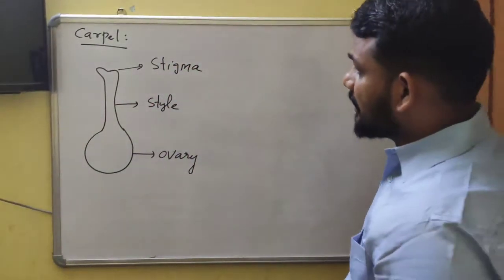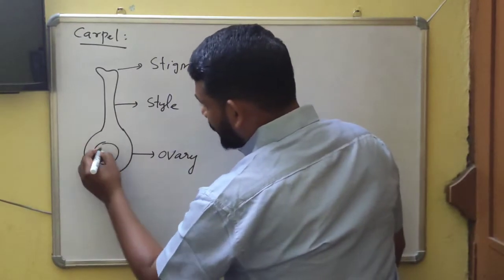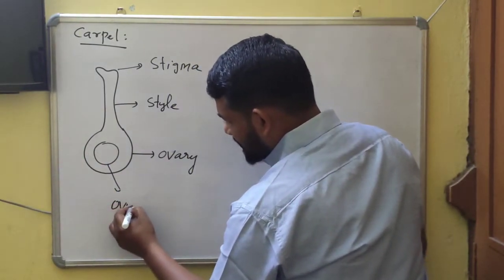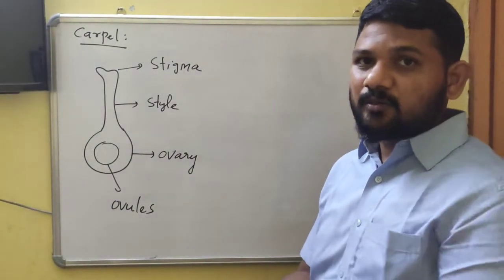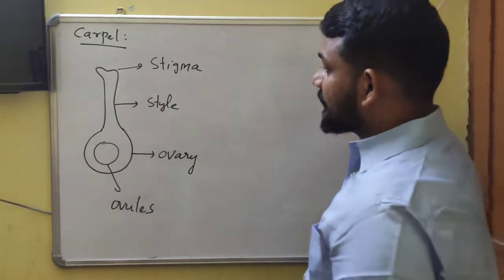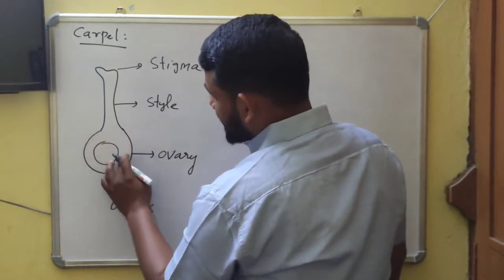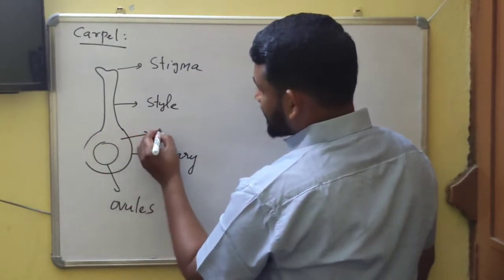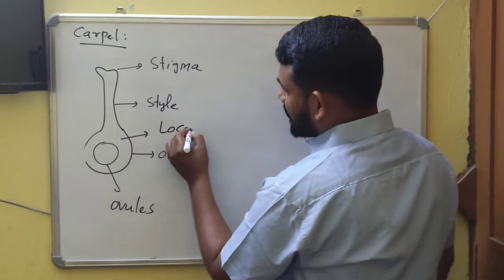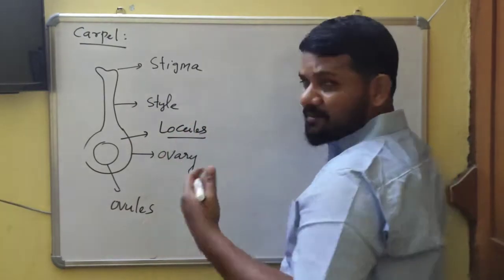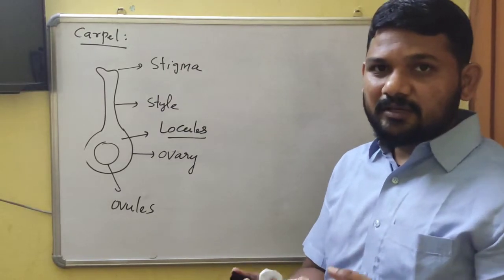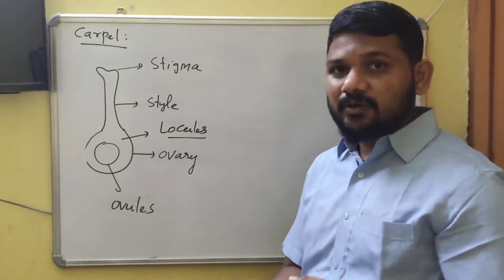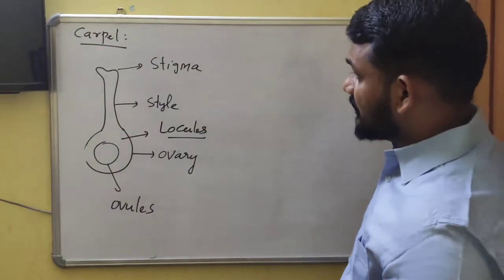And in the ovary, ovules are present. Ovules are present inside the ovary. An ovary may contain one or more than one ovule. And inside the ovary there are chambers, and these chambers are called locules. Depending on the number of locules, the ovary is called unilocular, bilocular, trilocular, tetralocular, pentalocular, or multilocular ovary.